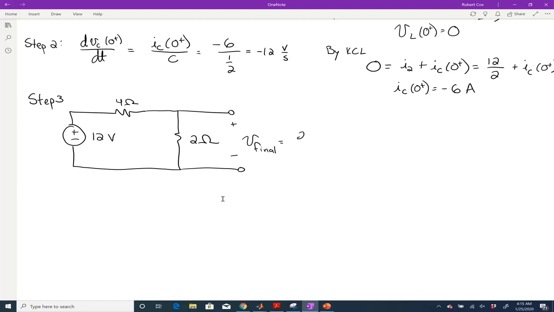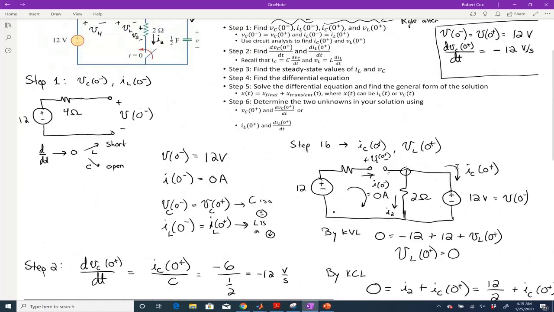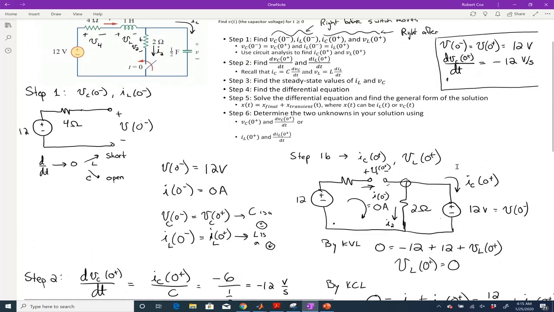That's going to be 2 over 2 plus 4 times 12, or in this case, it's going to work out to be 4 volts. Okay, so that I'm going to need as well later in the problem. So I'm going to write that up in this box here. So V final is 4 volts.